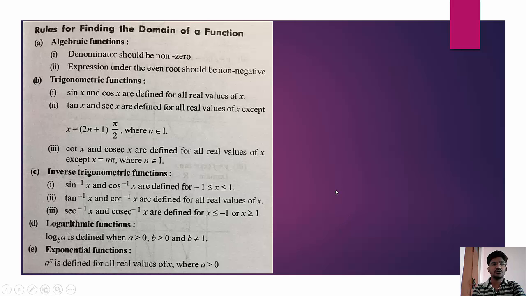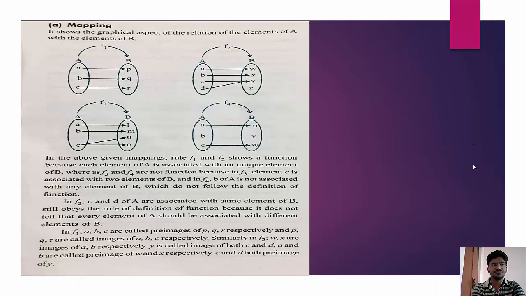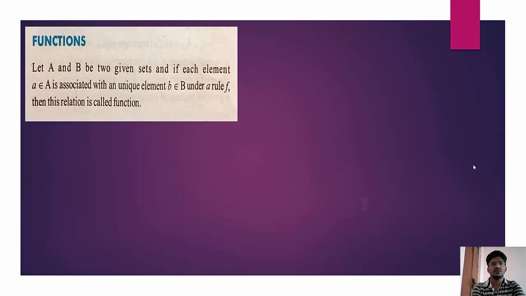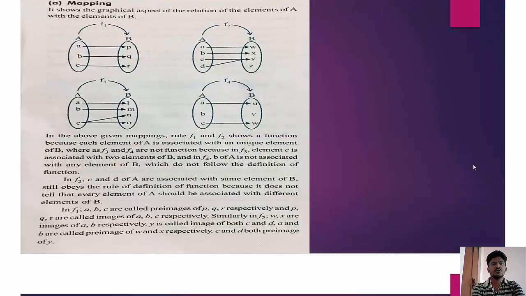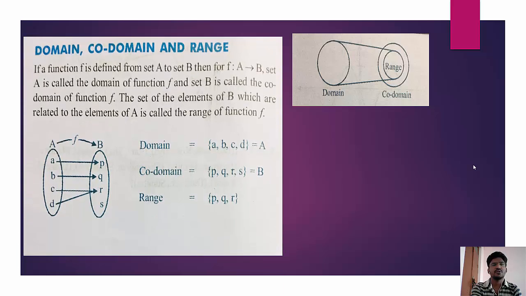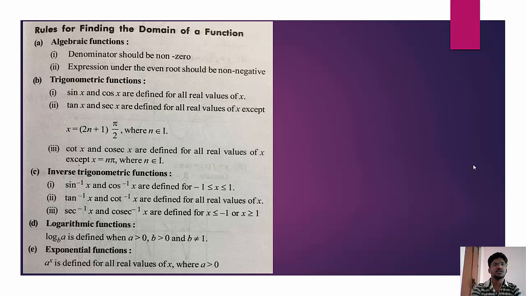In the previous class, we have studied some of the important topics, that is domain, codomain and range. We have studied relations and the examples of relations, domain, codomain, range, functions, representation of functions. The algebraic method of solving functions also we have seen in the previous class. The important one was rules for finding the domain of a function. Clear? So this we were discussing in the last class.